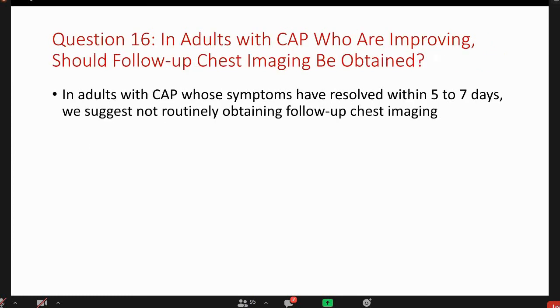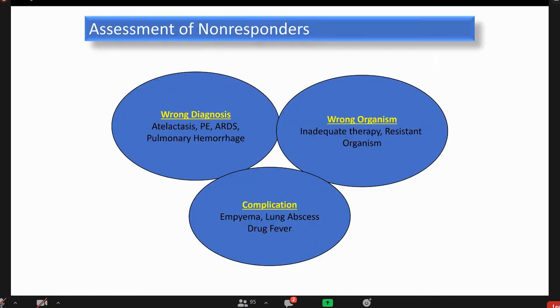In adults with CAP who are improving, should follow-up chest imaging be obtained? So those persons with CAP whose symptoms have resolved within 5 to 7 days, we suggest not routinely obtaining follow-up chest imaging. The last slide probably is assessment of non-responder. You have done the right diagnosis, but why is the patient not responding to the treatment?